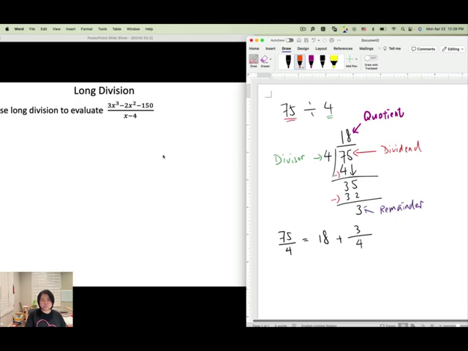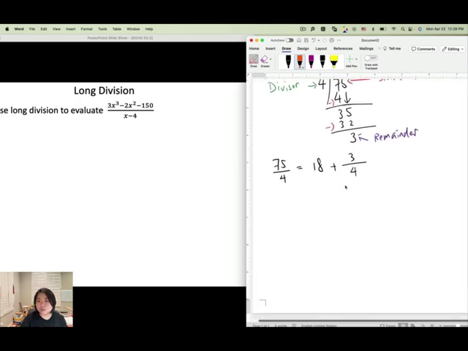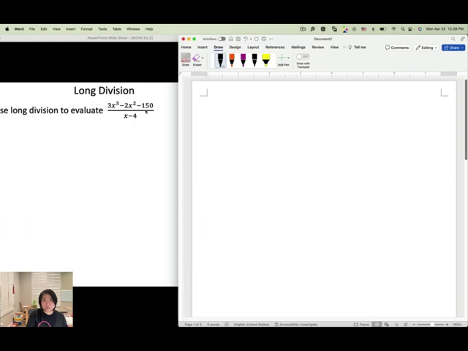So how about this one? We have the polynomial. Let's try together. First, we have the dividend inside: 3x cubed minus 2x squared. This is the polynomial. So 3, 2, we skip the 1 here, so we're going to put 0x. Make sure you have a descending order here: 3, 2, 1, 0. And then we have minus 150. And then we have x minus 4.